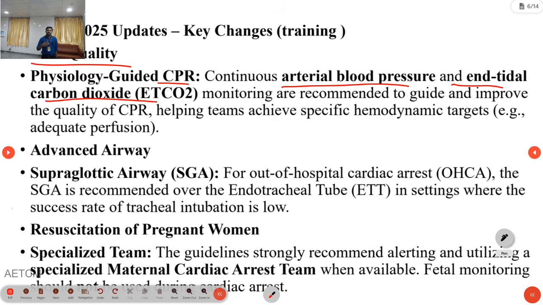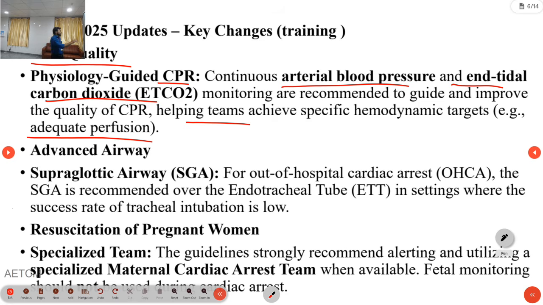If you see a sustained rise in ETCO2, that indicates a return of spontaneous circulation, and we can monitor the ventilation, effectiveness of chest compression, all those things. So that's why it is advisable to use waveform capnography monitoring, and it is advisable to use arterial blood pressure monitoring. These are the two most important things. We can use them to measure whether adequate perfusion to the brain is happening or not.